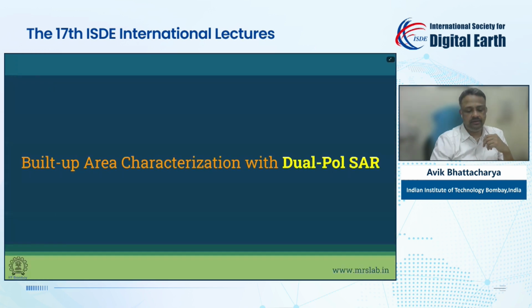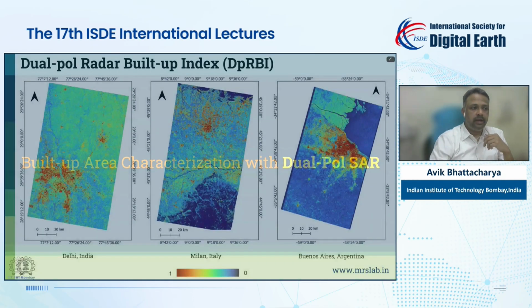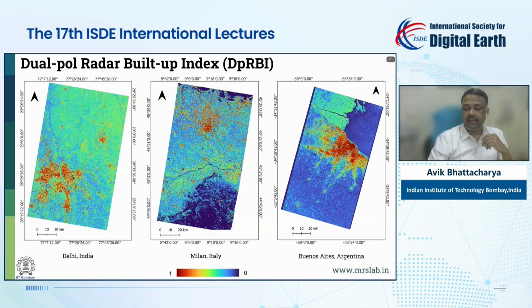I move ahead with the built-up analysis. As I mentioned, we talk about two different land cover classes. So this is for a dual pol scene. As we have an index which has been developed for the vegetation, we have also developed an index which is called the dual pol radar built-up index. This characterizes built-up areas. You can see that it is on a 0 to 1 scale, where one characterizes all of the urban area. This is an area from Delhi in India, from Milan, and from Buenos Aires in Argentina.